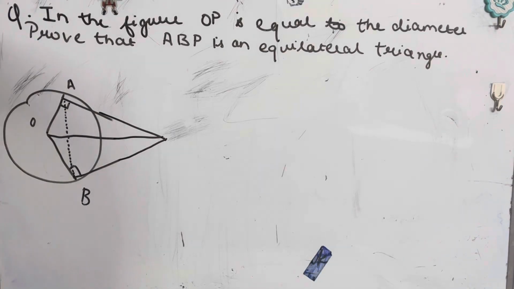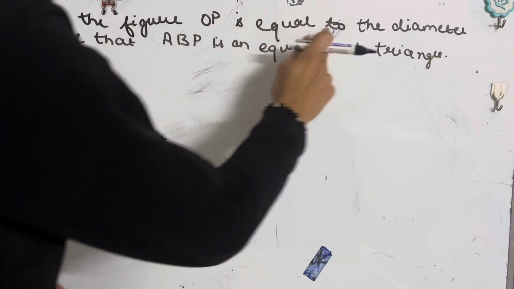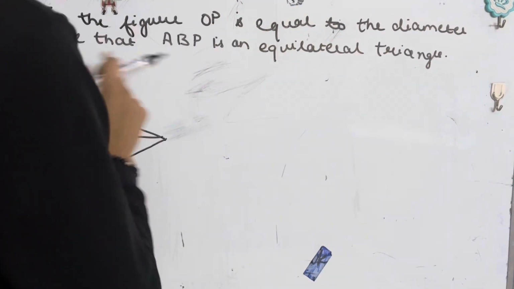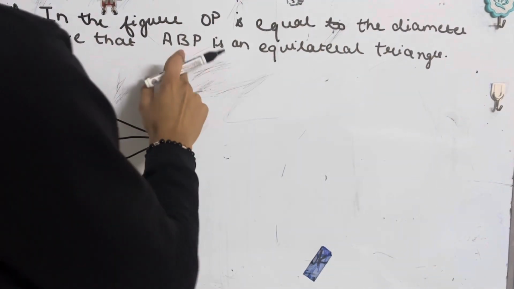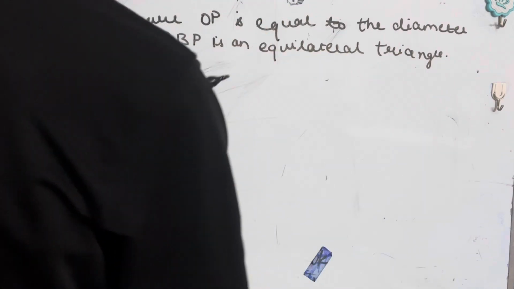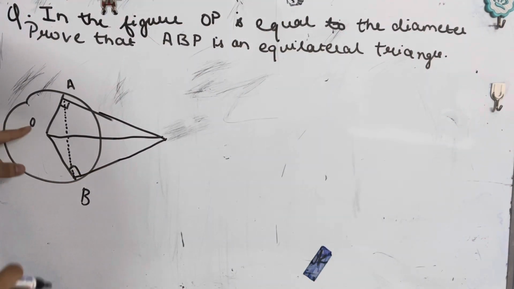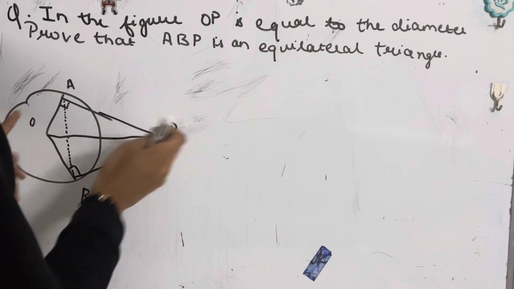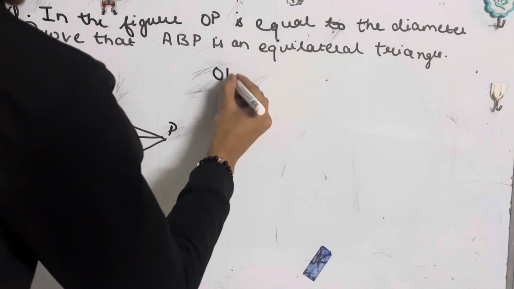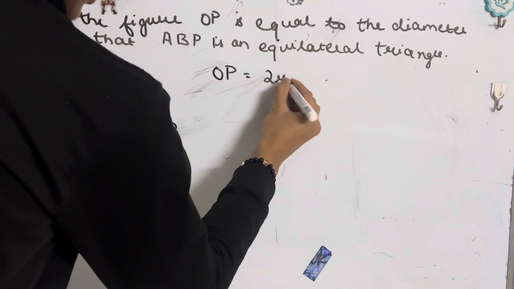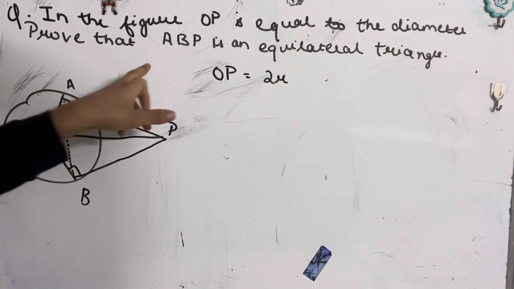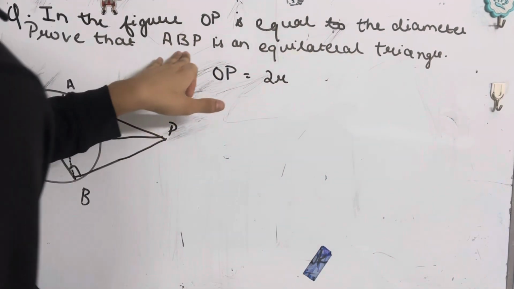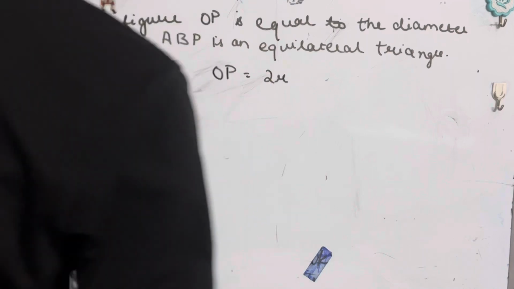So now we have this question. In the figure, OP is equal to the diameter of the circle. Prove that ABP is an equilateral triangle. So we are given that OP is equal to the diameter of the circle, that is, OP is equal to twice the radius, right? And we have to prove that ABP is an equilateral triangle.